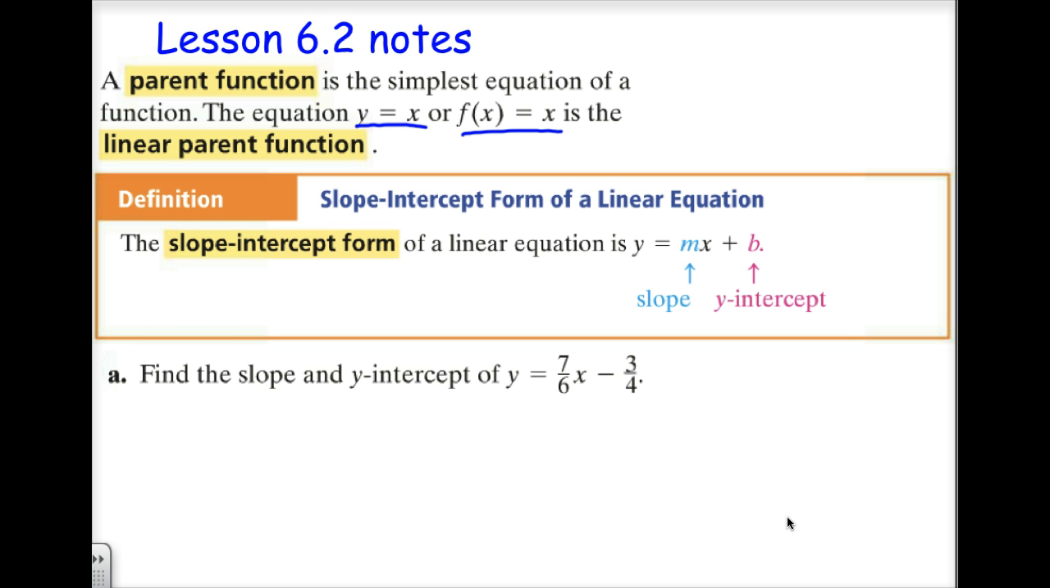Now let's look at the definition of slope-intercept form. The slope-intercept form of a linear equation is y equals mx plus b, where the m is our slope and the b is our y-intercept. So when we look at an equation, find the slope of y equals 7/6 x minus 3/4, that slope is actually right in front of the x, called the coefficient of x. So the slope in this case would be 7/6. So we would write that.